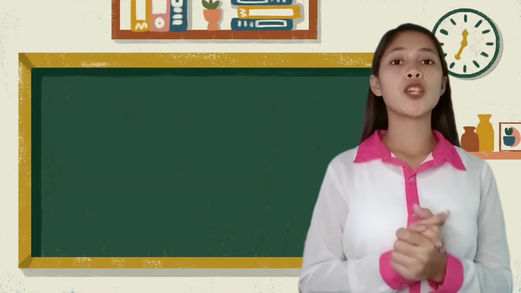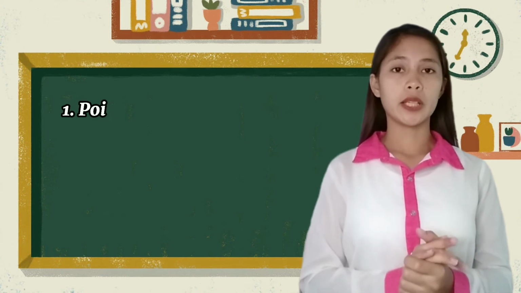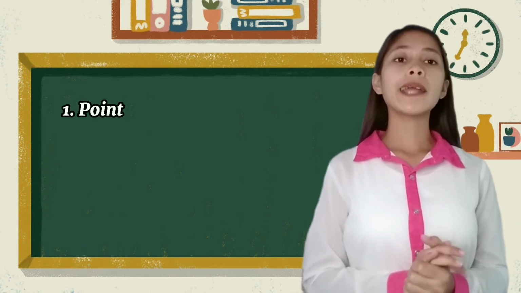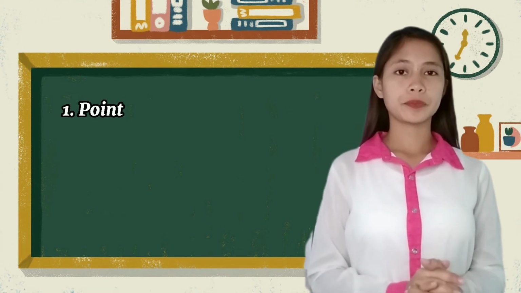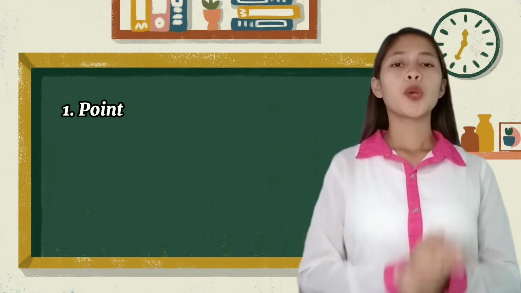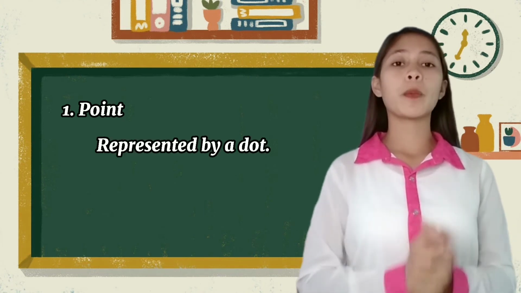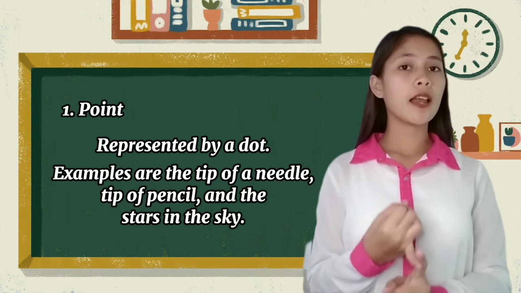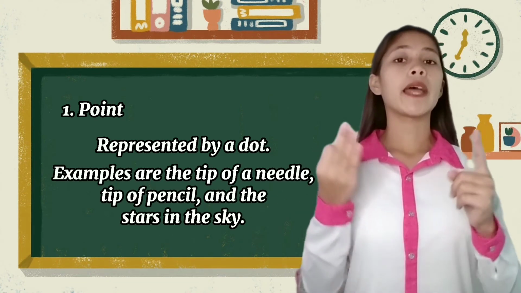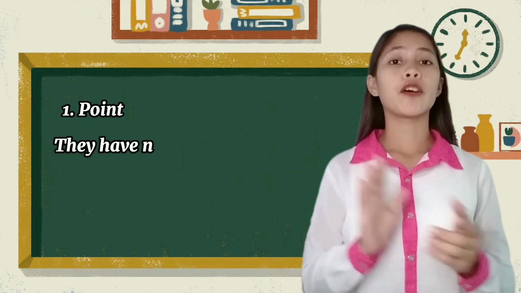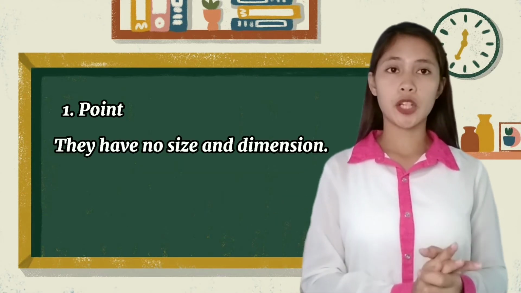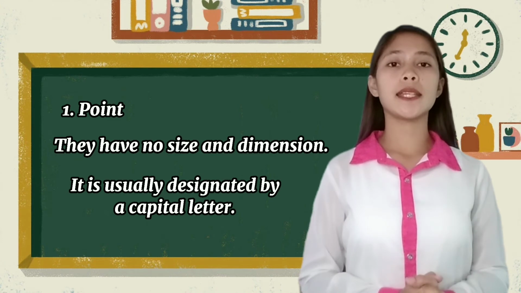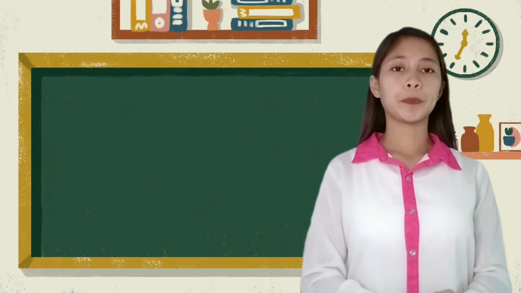The first basic geometric concept is point. Kimberly, kindly read the definitions of the point. Thank you. When we say point, it is represented by a dot. Examples are the tip of a needle, tip of pencil, and the stars in the sky. They have no size and dimension. It is usually designated by a capital letter.